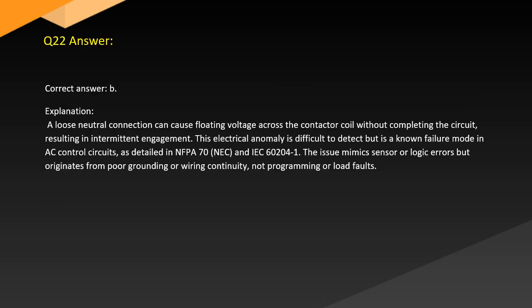Answer. Correct answer: B. Explanation. A loose neutral connection can cause floating voltage across the contactor coil without completing the circuit, resulting in intermittent engagement. This electrical anomaly is difficult to detect but is a known failure mode in AC control circuits, as detailed in NFPA 70 NEC and IEC 60204-1. The issue mimics sensor or logic errors but originates from poor grounding or continuity, not programming or load faults.